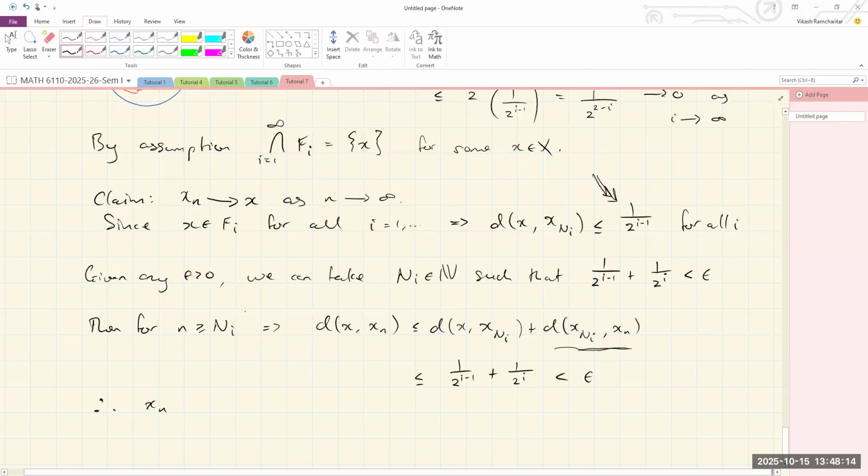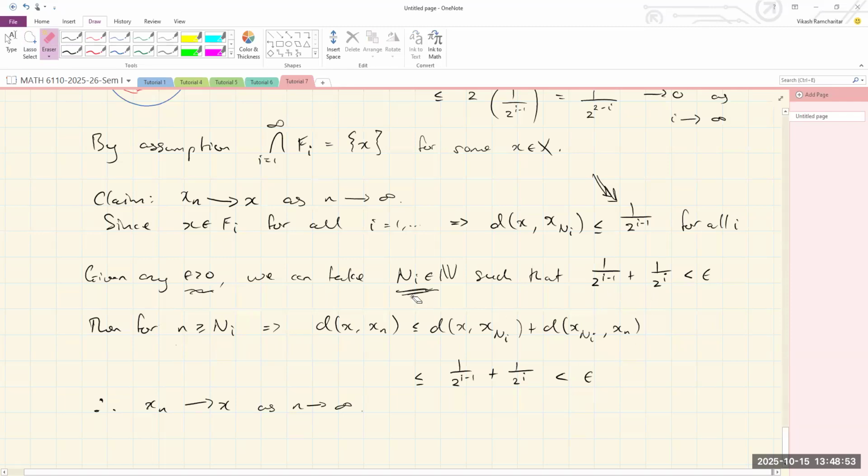So what do we show? We show that given any epsilon, I could find a natural number n_i, corresponding to this index i that I take here, such that for any natural number n bigger than this n_i, the distance between x and x_n is less than epsilon. That means that x_n converges to x as n goes to infinity. That's the definition for the convergence of a sequence in a metric space.